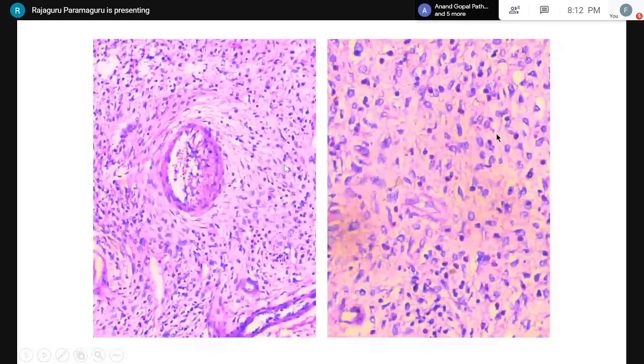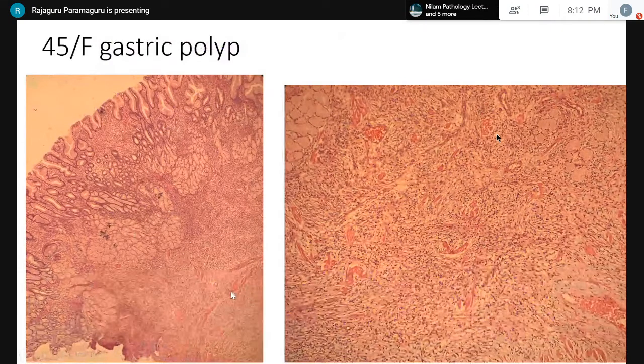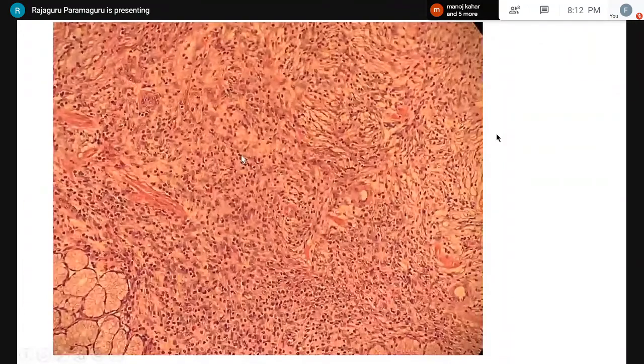A similar case in the stomach, which had presented as a gastric polyp. Again, you see a lesion which is arising submucosally and is seen infiltrating the lamina propria. Again, you see a lot of bland looking cells, round to oval, with a lot of eosinophils and typical localization around the vessel. Any answer for this, sir?